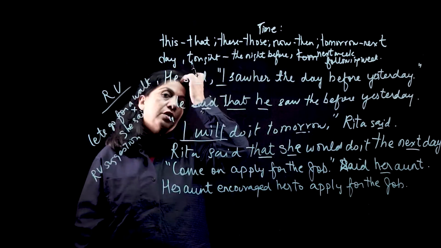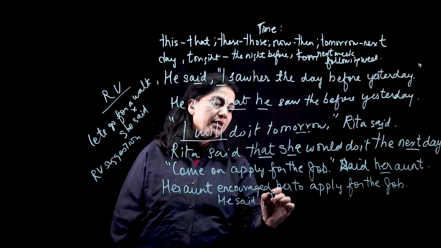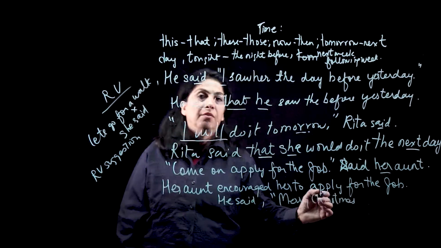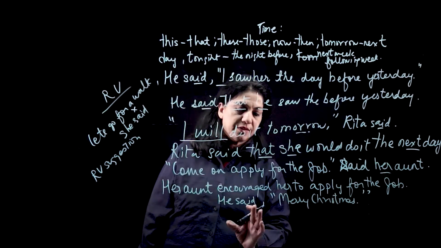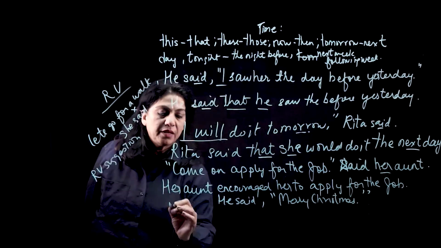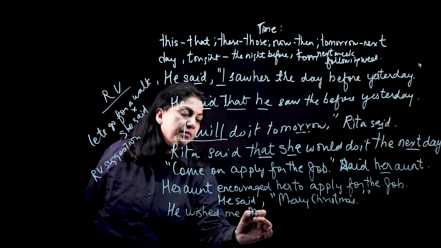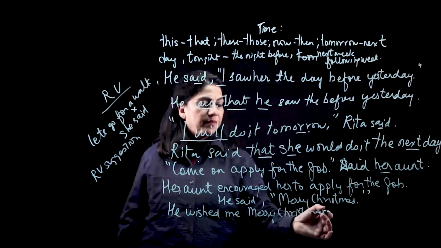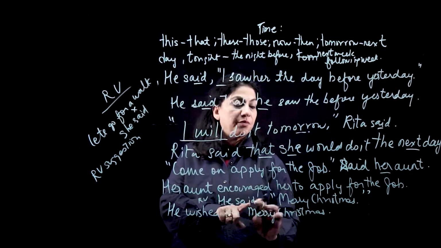Okay, let's end on a very happy note. He said, Merry Christmas. So how will we change it into an indirect sentence? The direct sentence was he said Merry Christmas. If you're wishing, we can say he wished me Merry Christmas. Isn't that right? So our reporting word became wished instead of said because of the sentence.